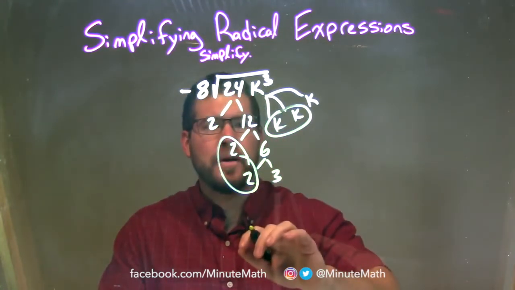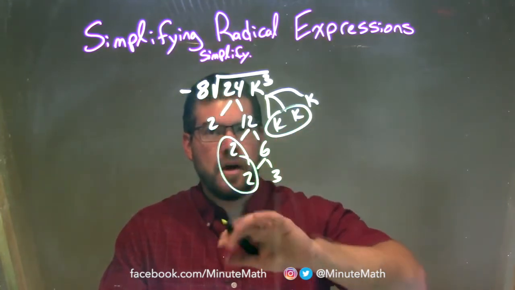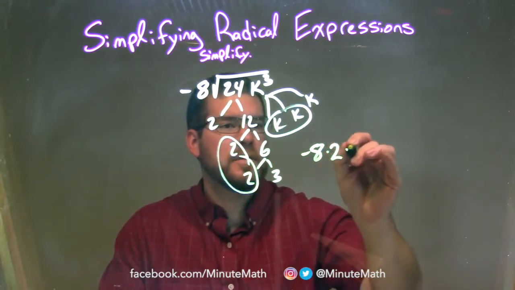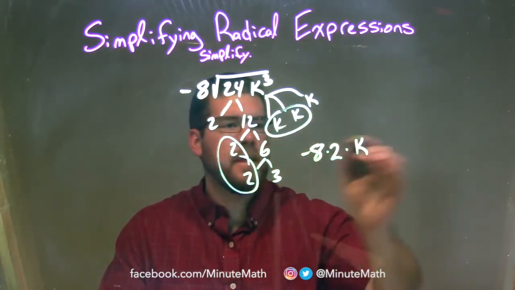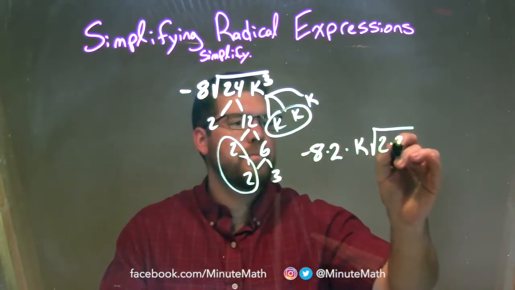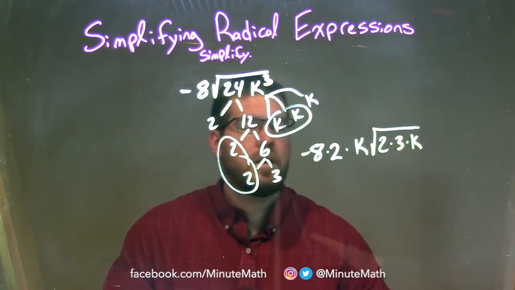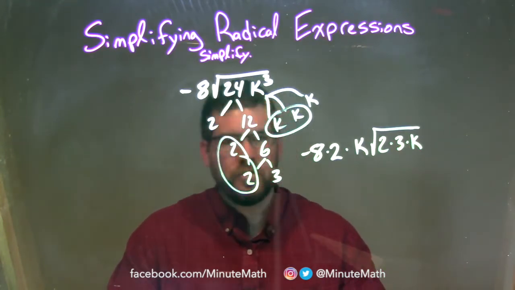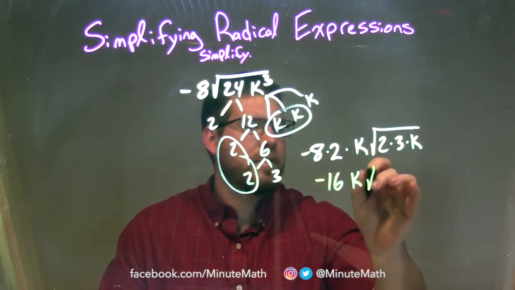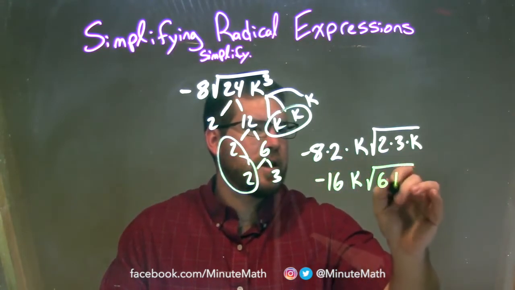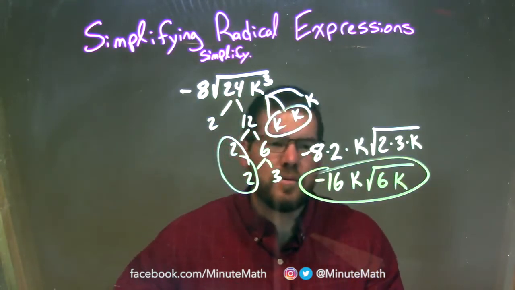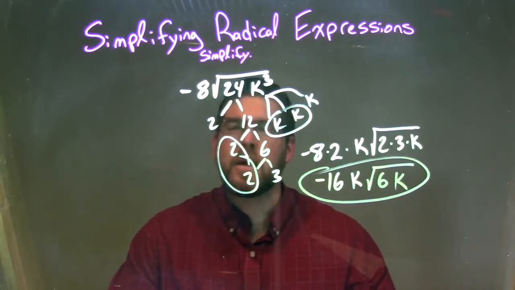So now when I rewrite this, I'm going to put my pairs represented by singles on the outside. So we have negative 8 that stays on the outside from right there, times 2 times k, times the square root of what's left over, the singles, 2 times 3 times k. Okay, so now let's simplify this. Negative 8 times 2 is a negative 16. K, right? So negative 16 and then bring the k, times 2 times 3 is 6, and just the k on the inside, and there we have it. Our final answer is negative 16k times the square root of 6k.